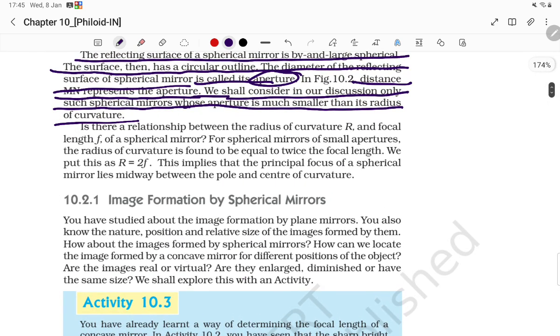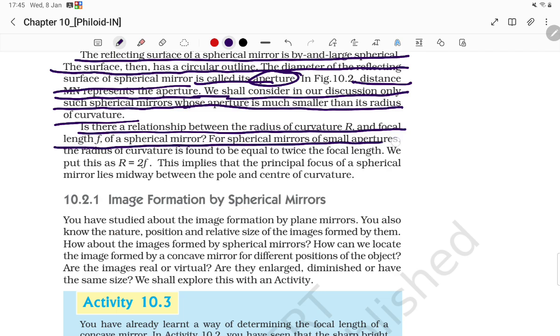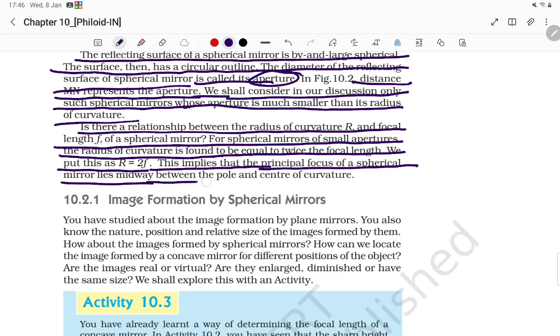Is there a relationship between the radius of curvature R and focal length f of the spherical mirror? In a spherical mirror of small aperture, the radius of curvature is found to be equal to twice the focal length. We put that R = 2f. This implies that the principal focus of a spherical mirror lies midway between the pole and the center of curvature.